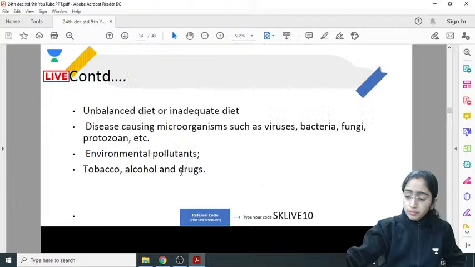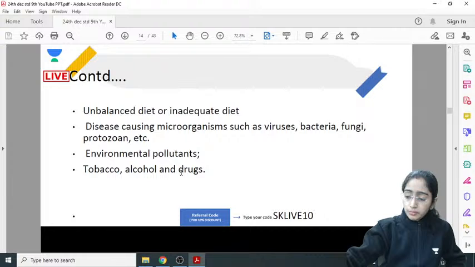Okay? Next, let us see. Unbalanced diet or inadequate diet, definitely. Malnutrition, what we can say. Disease-causing microorganisms such as viruses, bacteria, fungi. Environmental pollutants are one of the major and increasing causes of different diseases.